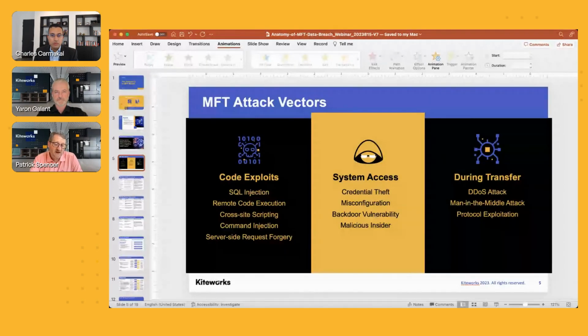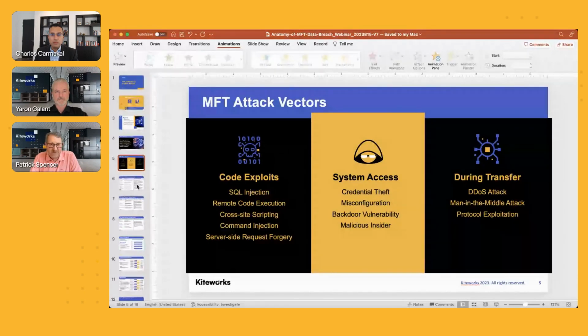If you read the Verizon Data Breach Investigations Report that came out back in June, it continues to be a big problem. Backdoor vulnerabilities, malicious insiders. And then the third category is being hacked while the data is being transmitted. It's a DDoS attack. It's a man-in-the-middle attack. It's a protocol exploitation. There are different ways in which cyber criminals can attack your MFT solution.